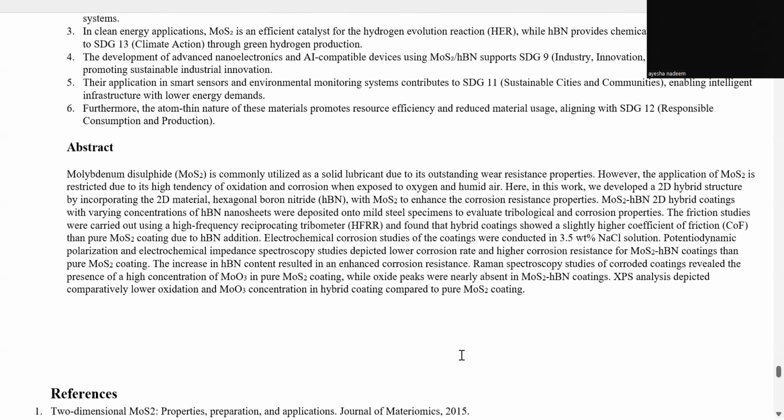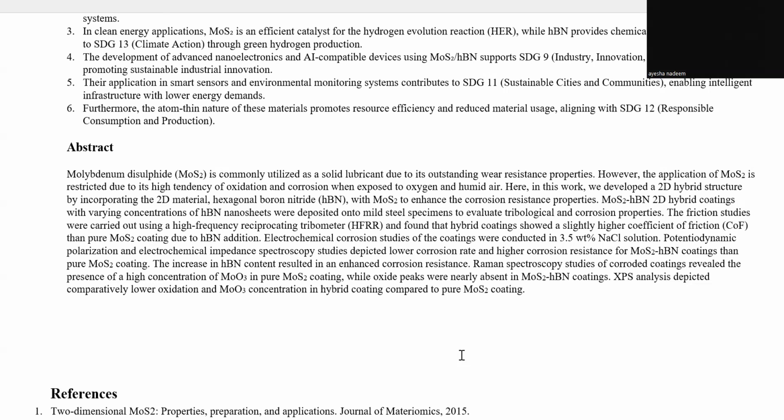And now have a look at the abstract of this topic. Molybdenum disulfide is commonly utilized as a solid lubricant due to its outstanding wear resistance properties. However, the application of molybdenum disulfide is restricted due to its high tendency of oxidation and corrosion when exposed to oxygen and humid air. Hence, in this work, we developed a 2D hybrid structure by incorporating a 2D material, hexagonal boron nitride, with molybdenum disulfide to enhance the corrosion resistance properties.